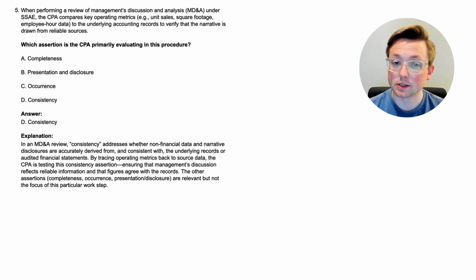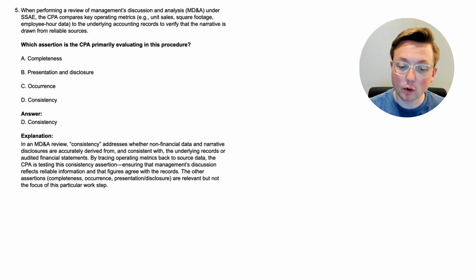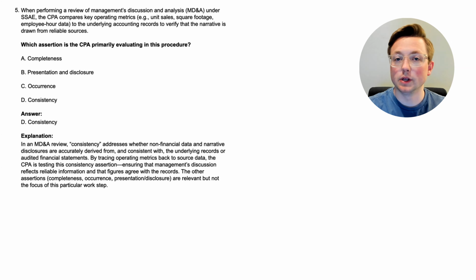The other assertions, that would be completeness, occurrence, presentation, or disclosure, are relevant but not the focus of this particular work step, which again is them reviewing this MD&A to compare the key metrics to the underlying accounting records. So we see how the assertions tie into a lot of things in the audit exam. But that was question 5 for learning about attestation engagements.